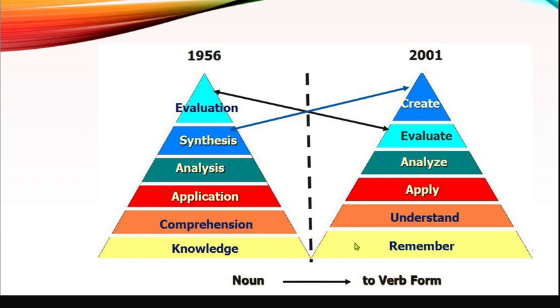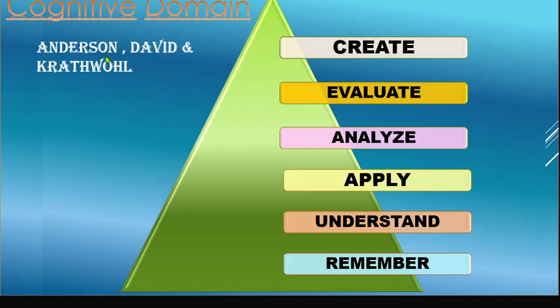First one is remember, knowledge is changed to remember what we learn; understand, what we understand; apply, what we understand we have to apply in something; analyze, then we evaluate what we learn; and when we evaluate, we create something new. So this is the hierarchy according to the cognitive domain: remember, understand, apply, analyze, evaluate, and create.